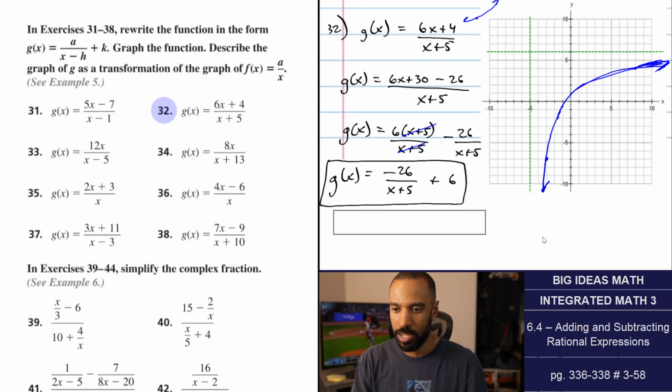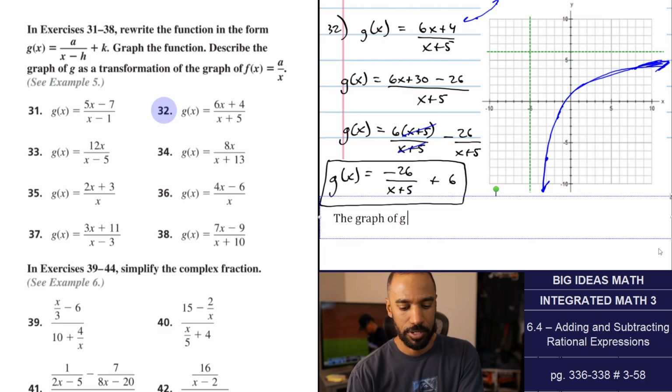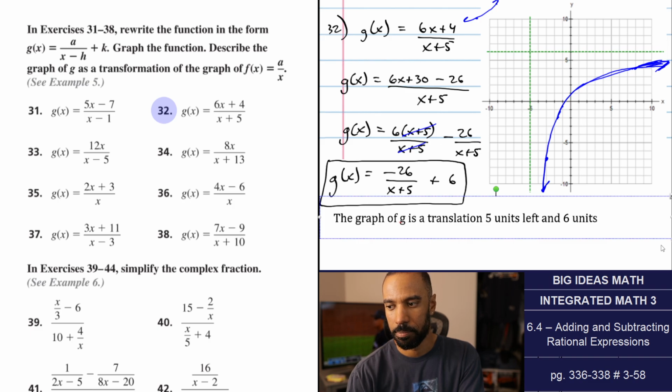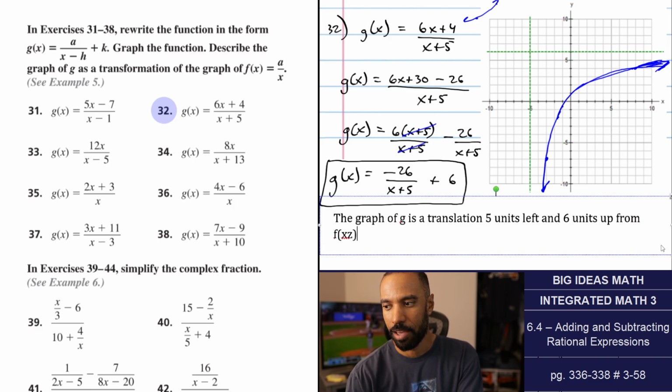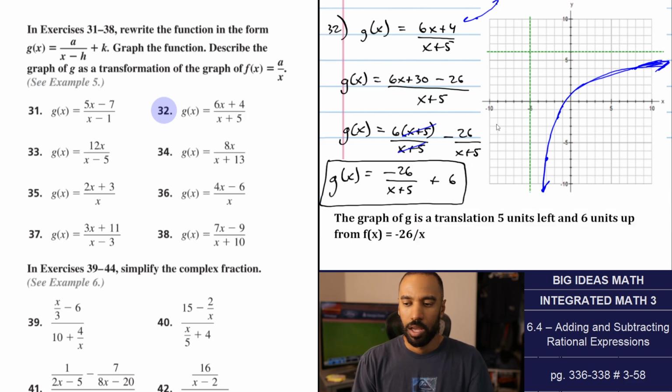Okay, the graph of g is a translation 5 units left and 6 units up from f of x equals negative 26 over x. Okay. Number 33.